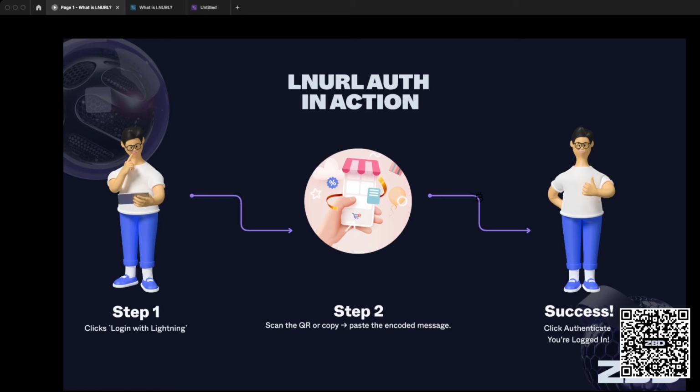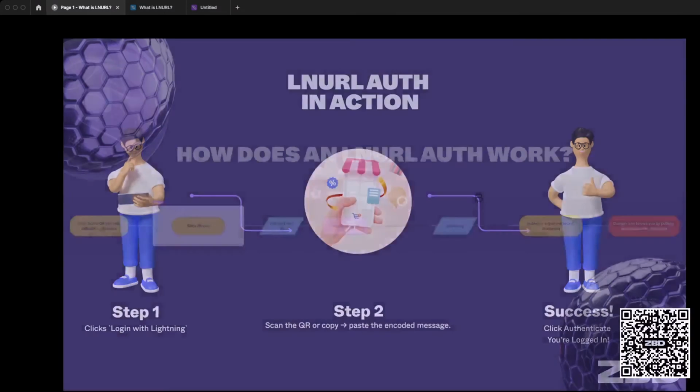And we just talked about this flow. Basically, you click login with Lightning, you scan the QR, or you can copy and paste the encoded message, and then you click authenticate, and then you're logged in. So it's really, really straightforward.